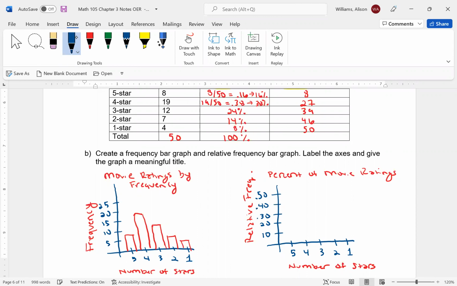0.50, 0.40, 0.30, 0.3, 0.2, 0.1. If you want to put percentages on it, that's fine. If you want to draw the little percent symbol, you could do it that way. Nothing wrong with that.